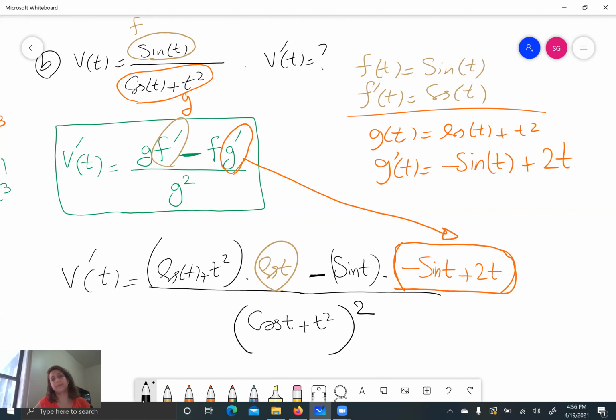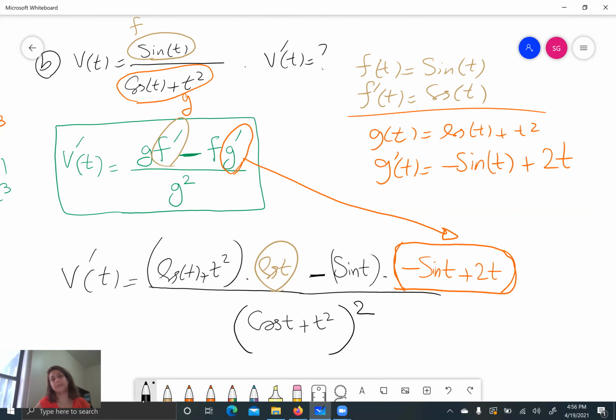By the way, in my writing on the board, I use prime to express a derivative. I put prime on top of the function to mean derivative. So when I say sine x prime, I mean the derivative of sine of x, which is cosine of x.